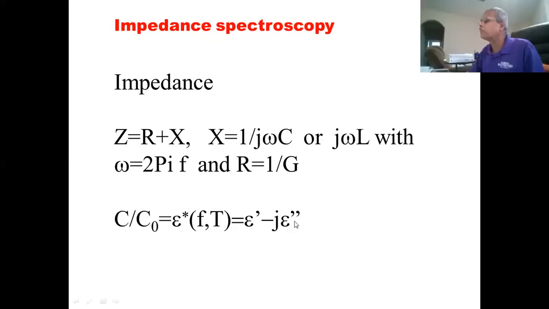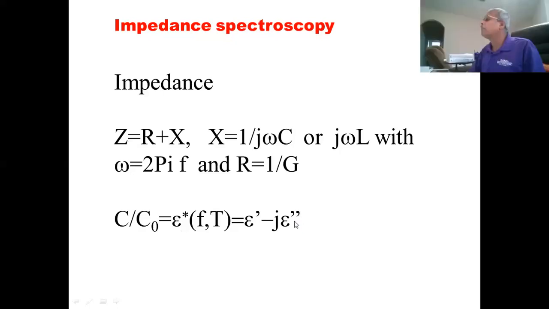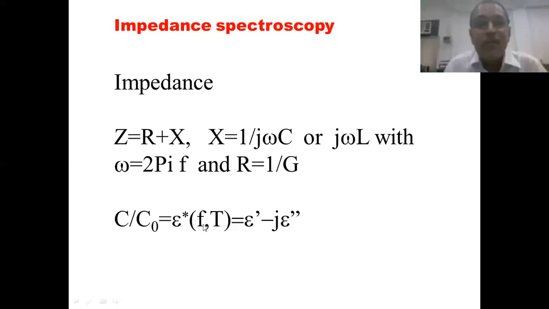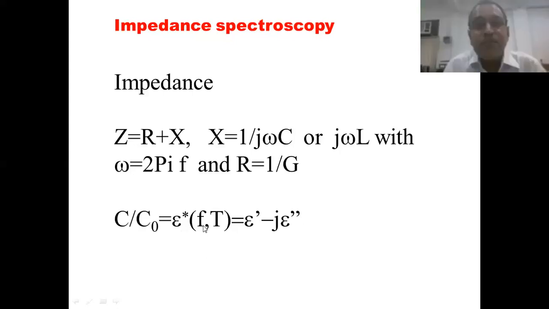I tell you here again, earlier people used to call it the dielectric constant, but now people working in this area object to that, because this parameter is constant neither with temperature nor with frequency, so why should it be called the dielectric constant? A better name is permittivity. So this is the complex permittivity, this is the permittivity, and this is the loss. These three parameters are functions of frequency as well as temperature.